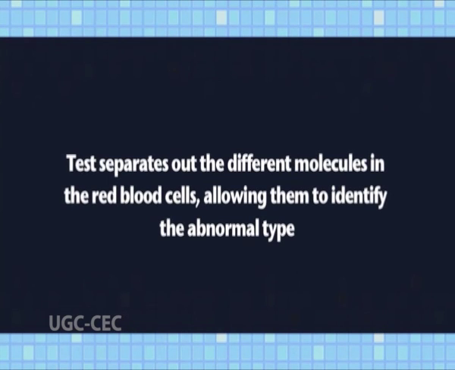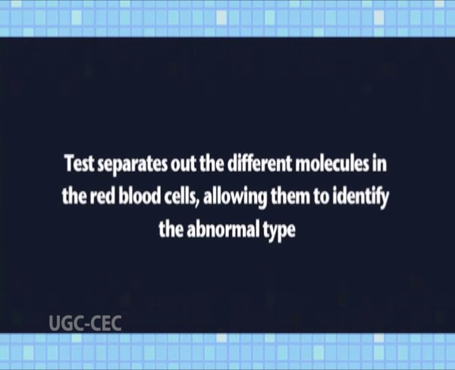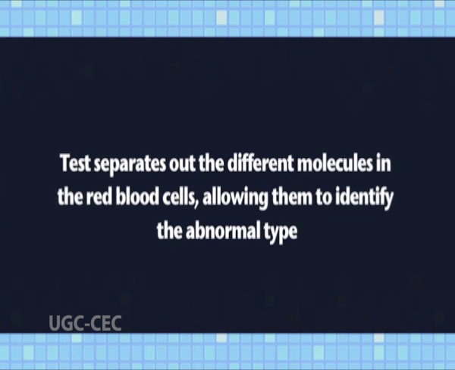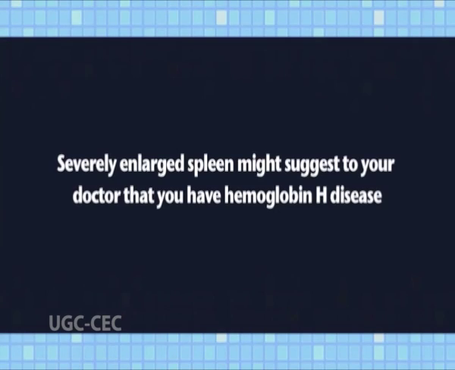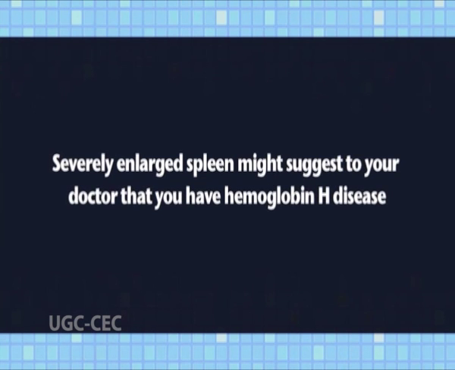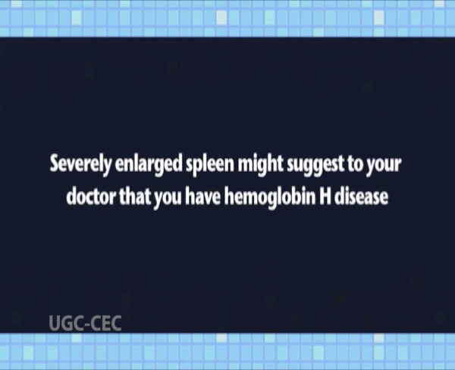The lab technicians may also perform a test known as hemoglobin electrophoresis. This test separates out the different molecules in the red blood cells, allowing them to identify an abnormal type. Depending on the type and severity of the thalassemia, a physical examination might also help your doctor make a diagnosis. For example, a severely enlarged spleen might suggest to your doctor that you have hemoglobin H disease.